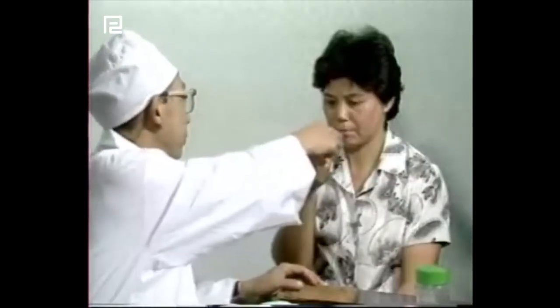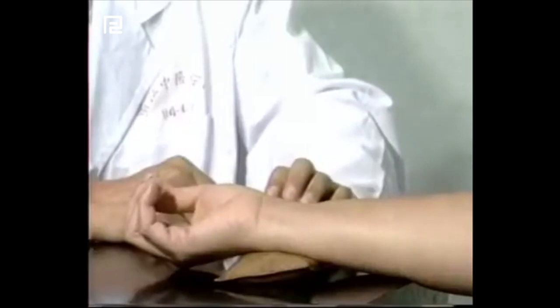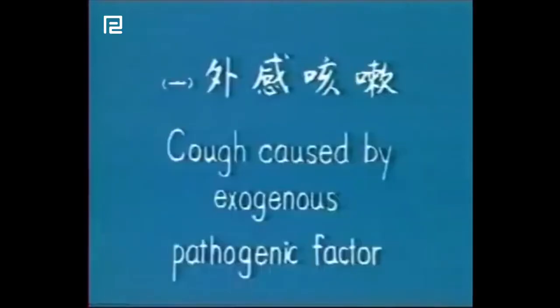Cough that is often accompanied by cold, bronchitis, pneumonia, bronchiectasis, and tuberculosis usually results from the invasion of exogenous pathogens that cause pulmonary dysfunctions. It can be divided into two types of invasions, those of exogenous pathogenic factors and those of endogenous factors. They are subdivided into four types.